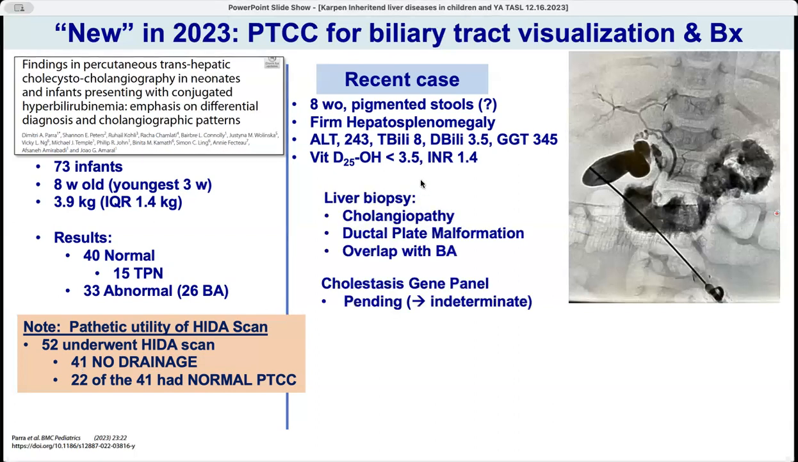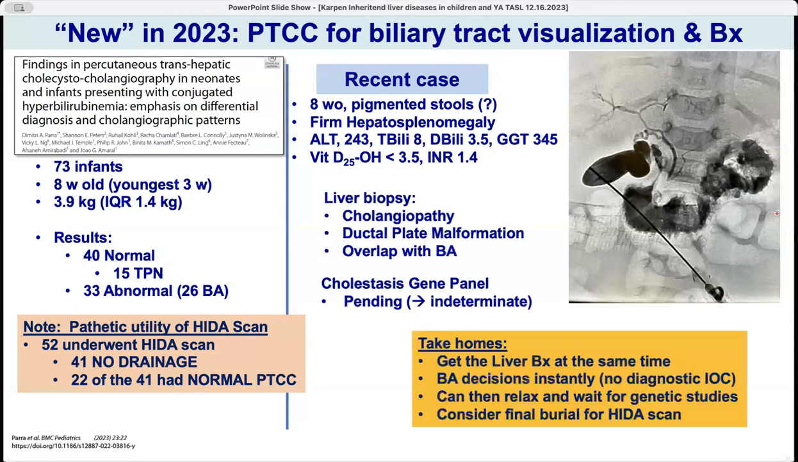Back to the patient. If we just did a liver biopsy, we would have thought this kid had BA, looked like biliary atresia, and in time, the cholestasis gene panel came back without any answers. So take-homes here. The biopsy at the same time was quite helpful. BA decisions and surgical decisions can be made instantly. We didn't need an intraoperative cholangiogram. We could relax and wait for potential genetic studies, which of course, in this case, were not helpful, but I would like to consider a final burial for the HIDA scan.